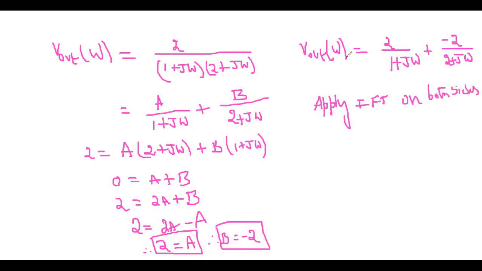Okay, students. What is the inverse Fourier transformation of V out of omega? V out of t is equal to, here the 2 is a constant, and 1 by 1 plus j omega gives e power minus t mu of t. Actually here it is a; instead of a, here it is 1. Minus 2 into 1 by a plus j omega; what is the a here? The 2. So e power minus 2t mu of t.